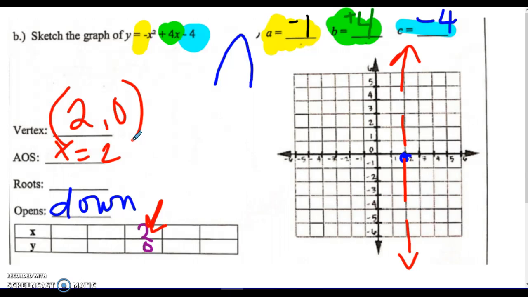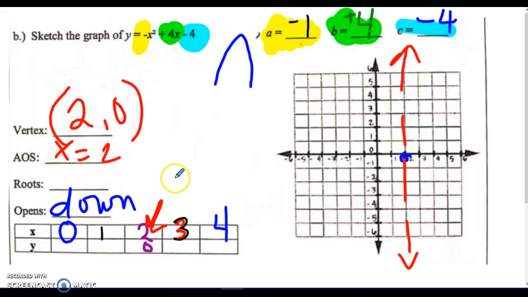So now I know it's going to open down. So if I started at 2, I'm going to go 1 to the right, 1 to the left. So 1 and 3. Now I'm just going to finish that out. So this would be 0 and this would be 4.